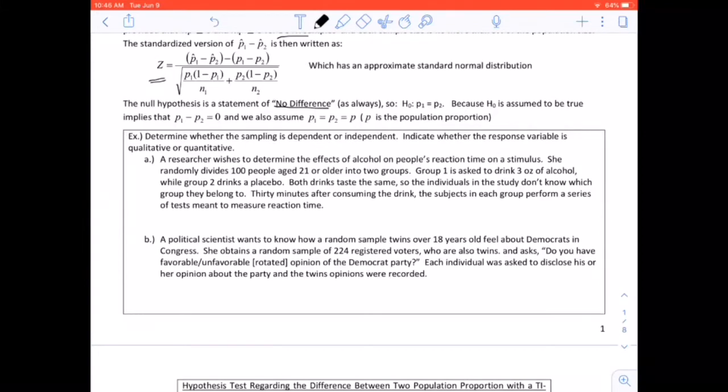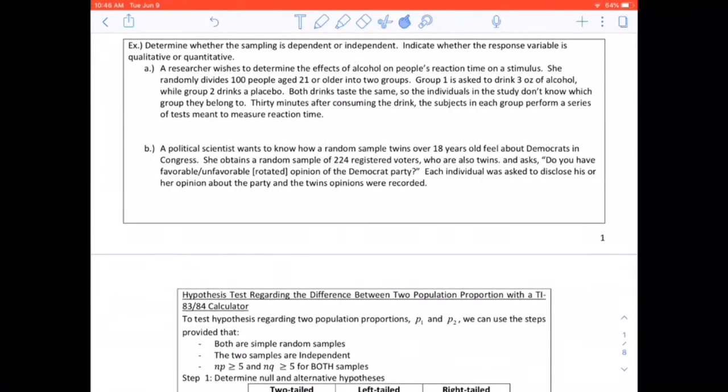First example on here says determine whether the sampling is dependent or independent. Indicate whether the response variable is going to be qualitative or quantitative. So two different things to look at for these problems. A researcher wishes to determine the effects of alcohol on people's reaction times on a stimulus. She randomly divides 100 people aged 21 years old or older into two groups. Group 1 is asked to drink 3 ounces of alcohol, while Group 2 drinks a placebo.